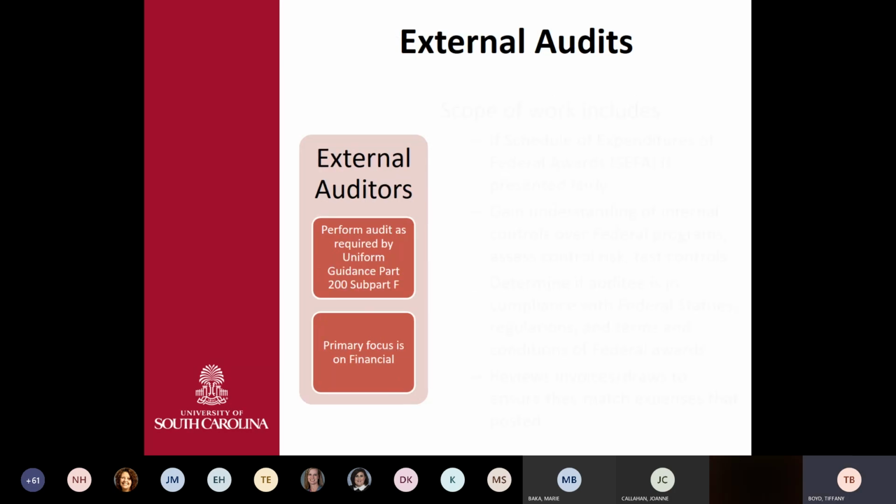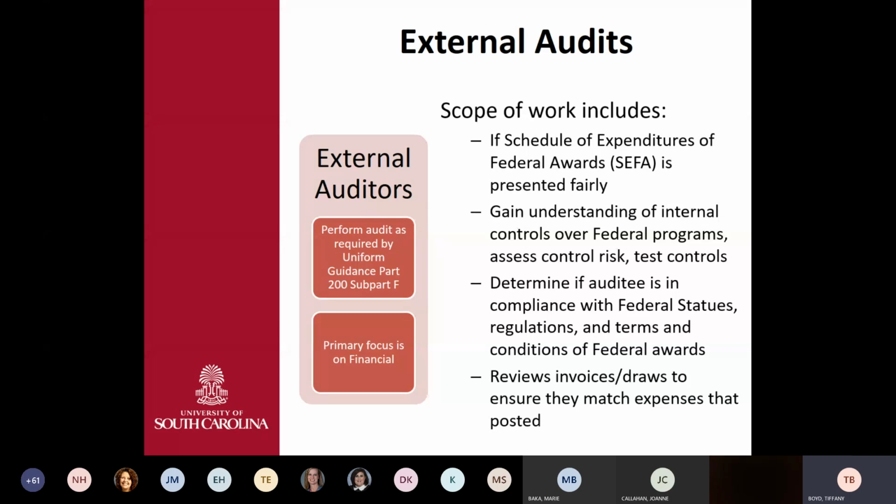And then our external audits, again, that's our annual single audit, so where they're reviewing our schedule of expenditures of federal awards, or what we call SEFA, to make sure that it's fairly presented. And they're also reviewing our internal controls over federal programs, and they're assessing our control risk, and they're testing those internal controls. And they're making sure that we are in compliance with federal statutes, regulations, and terms and conditions of those awards. And again, they're looking at our invoices, they're looking at our expenses, they're looking at our draws, and they're making sure they match. And they're targeting specific expenses, and they're targeting cost transfers.